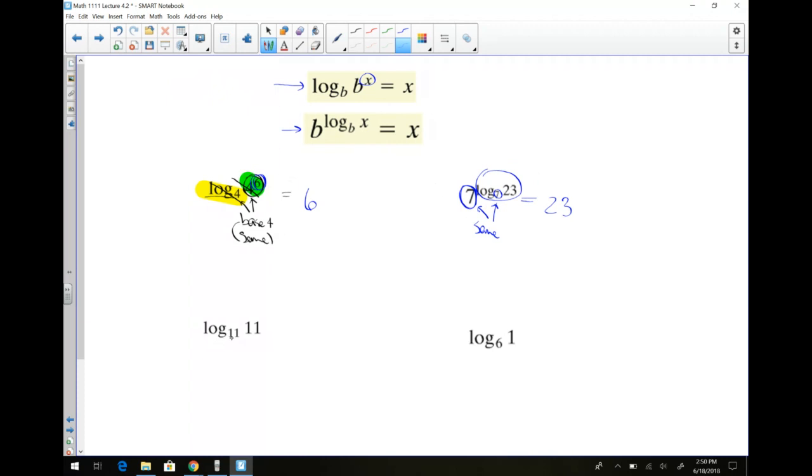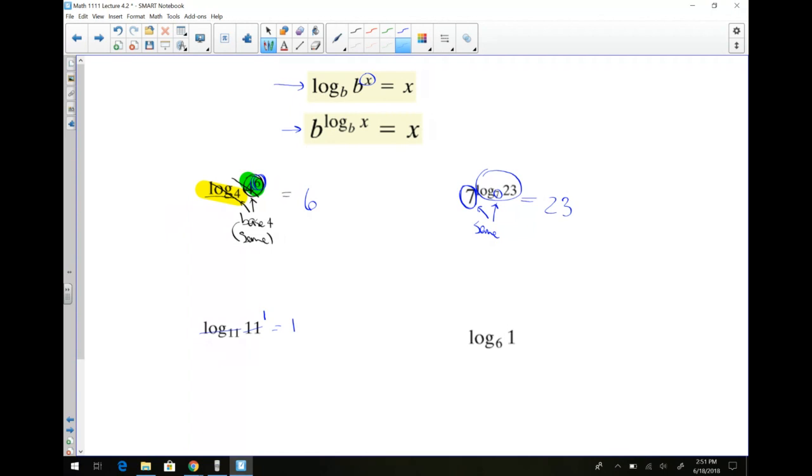This one is a little bit more difficult because it has that base of 11. And we have to write the implied parts. The implied part to this is 1 up here. So note that these bases are the same, so all that's left over is just 1.